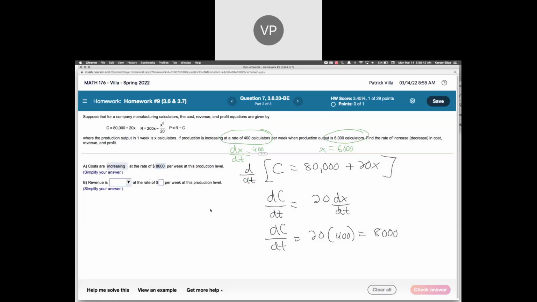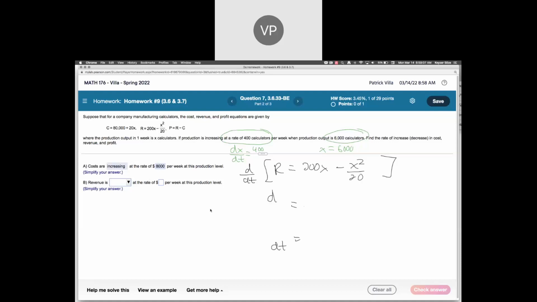Now we're going to do the same exact thing for revenue. I'm going to clear out most of my screen here, just to show you that it's a different formula, but it's the same process. The stuff I have in green doesn't change. That's part of the given of the problem. The rest of it will. So in this case, the revenue equation is 200x minus x squared over 20.